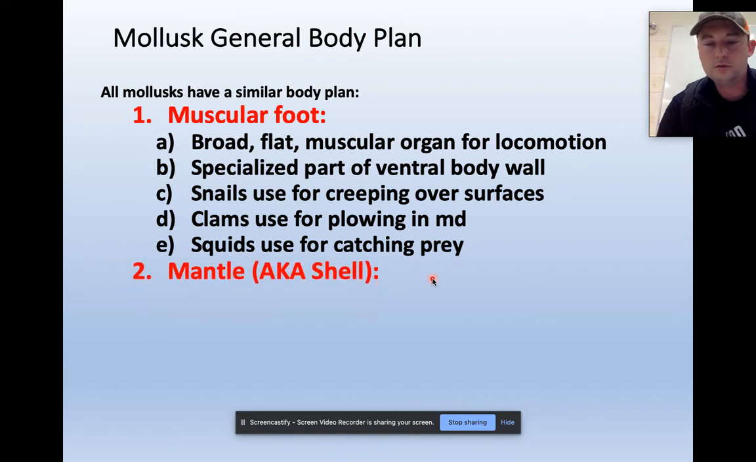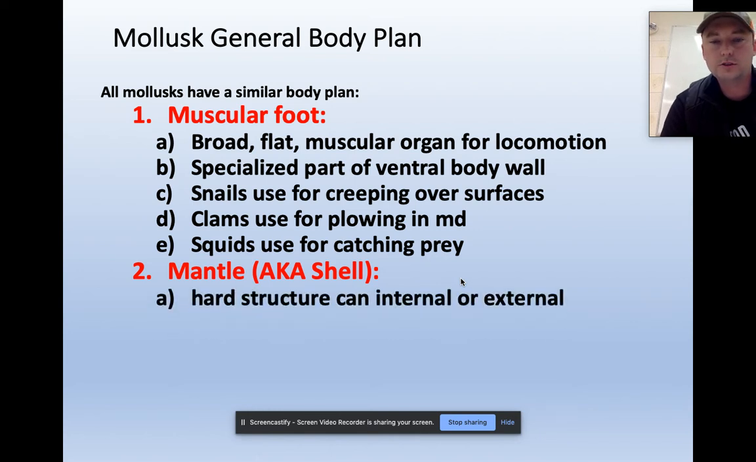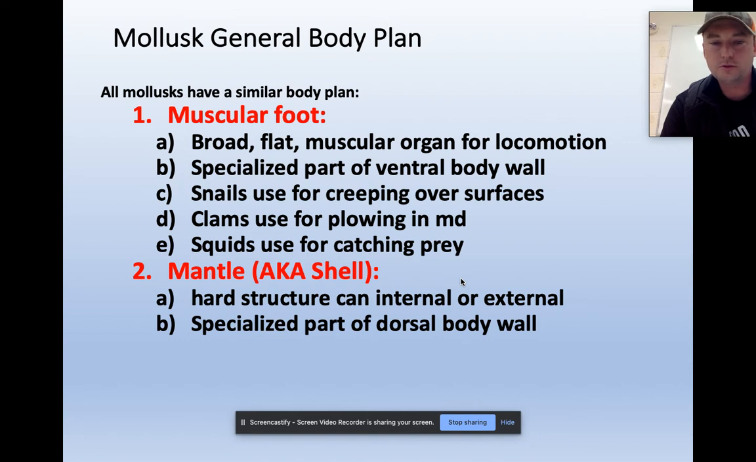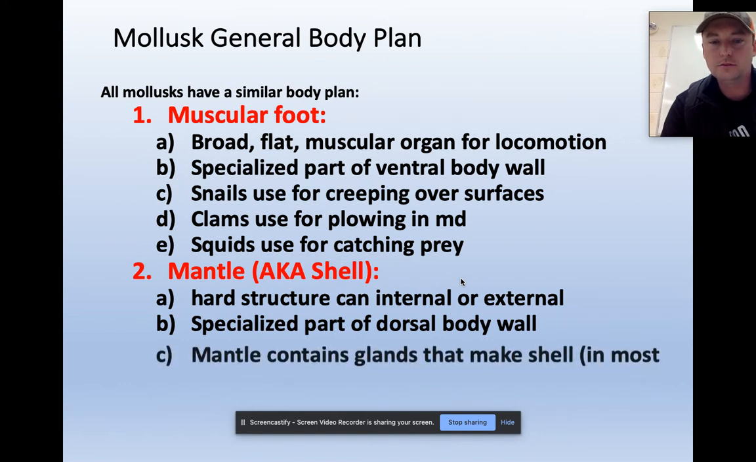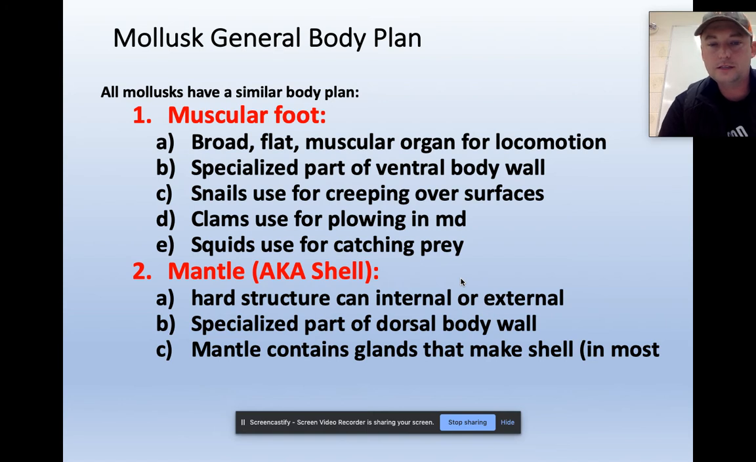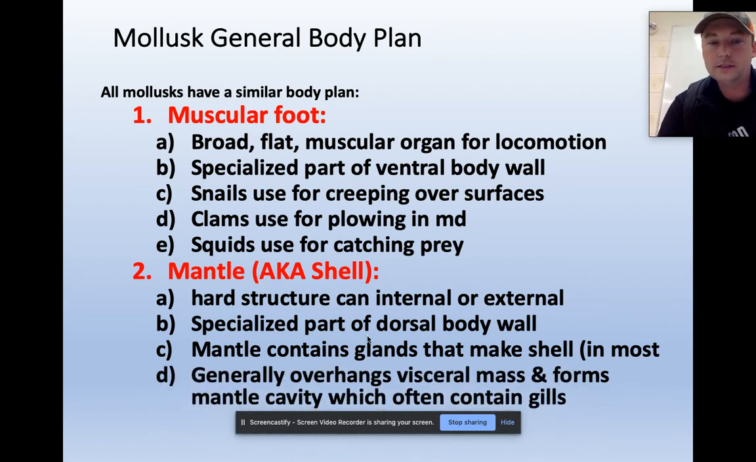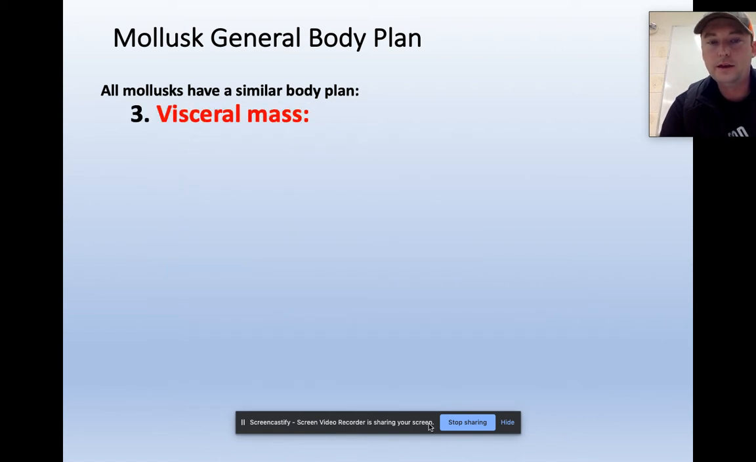The mantle, also known as the shell, is a hard structure, can be internal like it is in the squid and octopi, or external like it is in snails and our bivalves. It's a specialized part of the dorsal, the dorsal being, again, the back side, and the mantle contains glands that make the shell, and it generally overhangs the visceral mass and forms a mantle cavity, which we'll look at more specifically in just a couple slides.